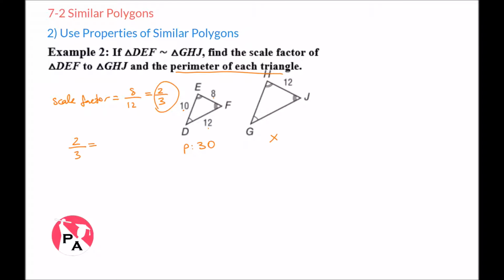It must be equal to the ratio of the perimeters. So the perimeter of the small triangle, 30, divided by the second triangle's perimeter, x. Cross multiply: 2 times x is 2x equals 3 times 30, which is 90. Divide each side by 2. x equals 45. x was the perimeter of the big triangle, triangle GHJ. It is equal to 45.